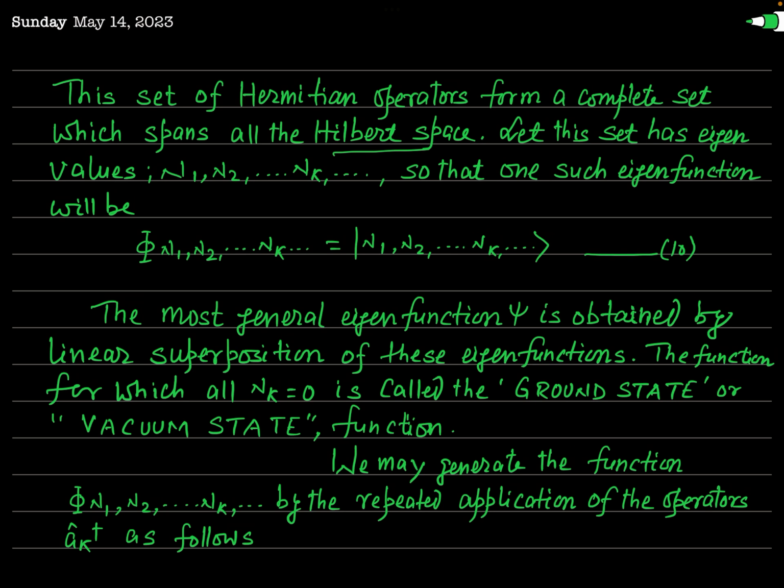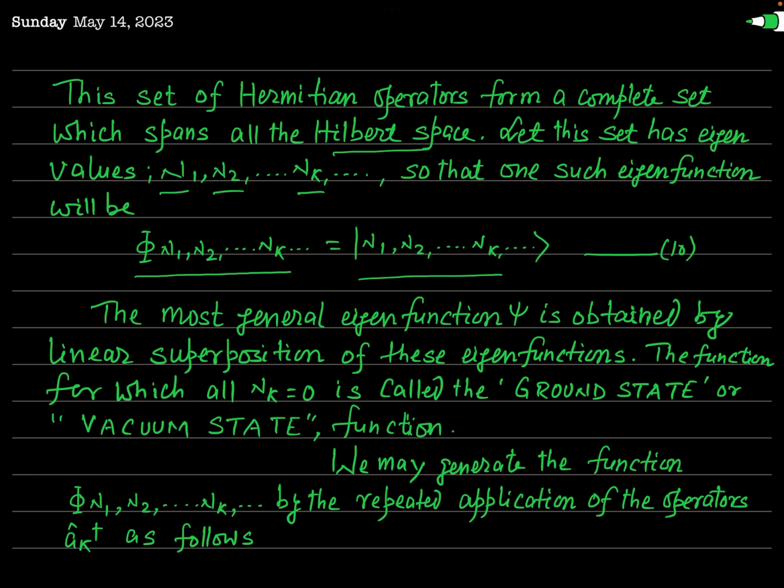Now let us consider that this set has eigenvalues n1, n2, and so on up to nk, and so on. One such eigenfunction can be written as phi n1, n2, so on, nk, so on, and that is equal to the ket n1, n2, so on, nk, so on.